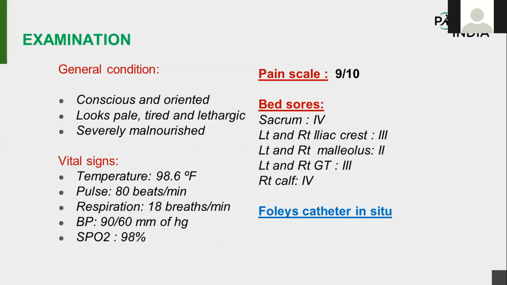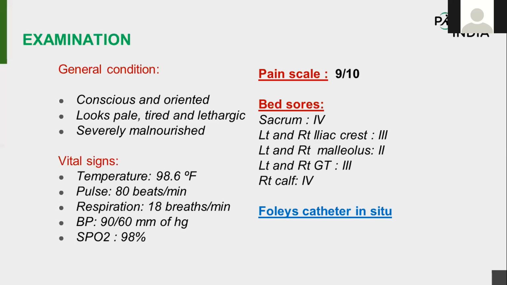On examination, her general condition: she was conscious and oriented, looked pale, tired, and lethargic, and she was also severely malnourished. Vital signs: temperature 98.6 degrees Fahrenheit, pulse 80 beats per minute, respiration 18 breaths per minute, BP 90 by 60 mmHg, SpO2 98%, and the pain scale was 9 out of 10. Bed sores: sacrum grade 4, left and right iliac crest grade 3, left and right malleolus grade 2, left and right greater trochanter grade 3, and right calf grade 4.